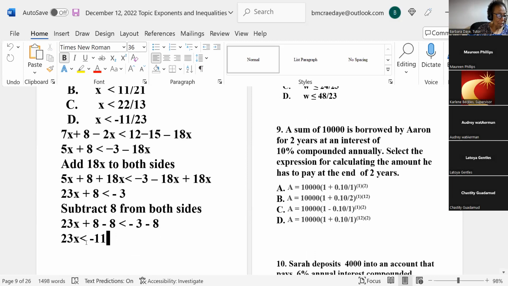How do you solve for the x? It says 23 times x less than a minus 11. So what do I do to both sides of this inequality to get x? You divide. That's right, divide. So you divide both sides by 23.